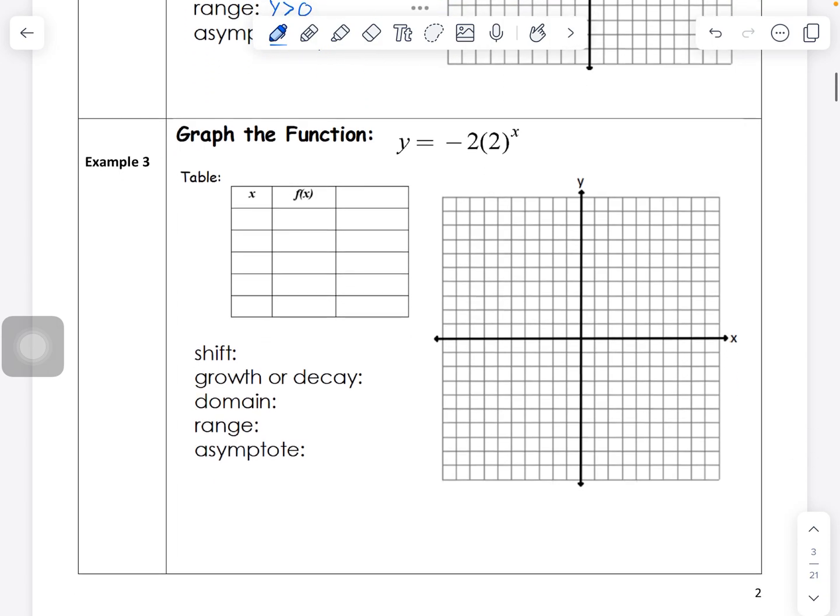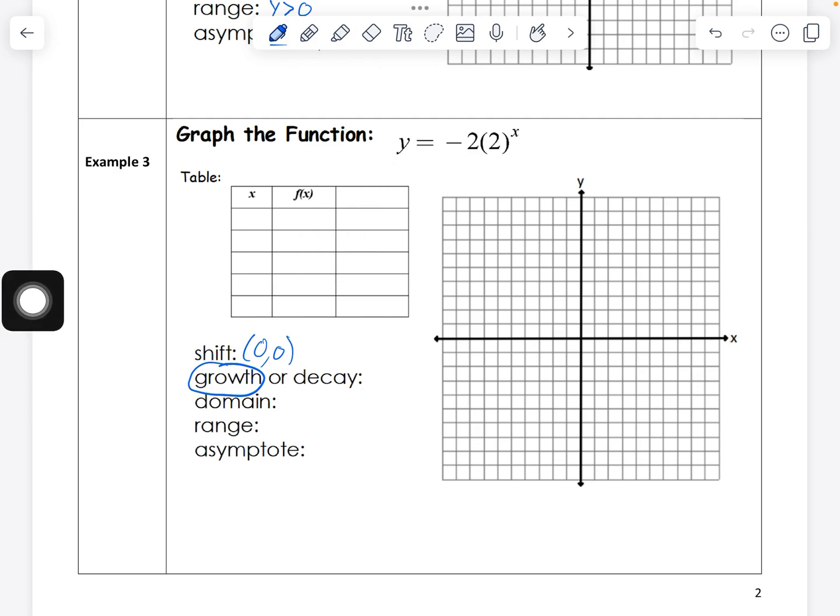Here's the next one. This time we have a negative a value. We still have the value of 2, so we're going to see the same numbers here. This is just going to make a little adjustment to our table. So the shift is still at 0, 0, because we don't have an h and a k. It is still growth, even though we have a negative a value. That doesn't make it decay.